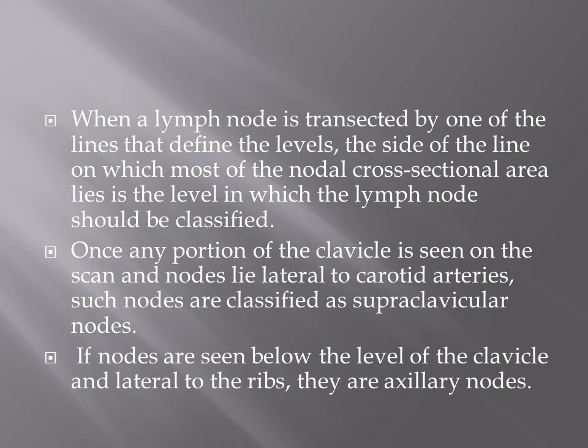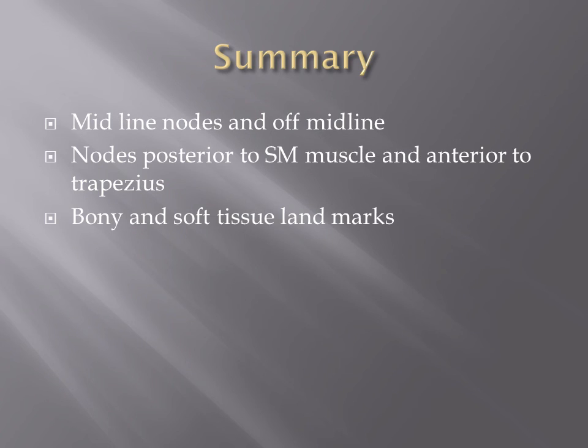Once any portion of the clavicle is seen on the scan and nodes lie lateral to the carotid arteries, these are considered as supraclavicular nodes. And if the nodes lie below the level of the clavicle and lateral to the ribs, they are considered as axillary nodes. Then, to summarize, we have to divide nodes into midline nodes and off midline nodes.